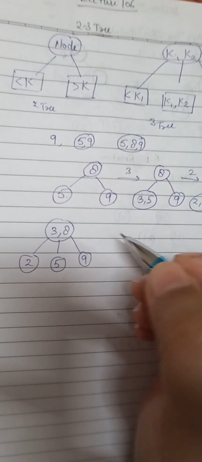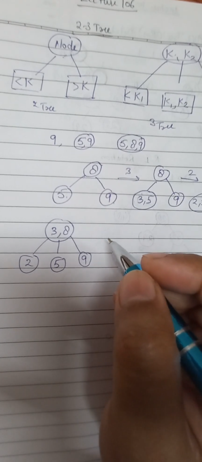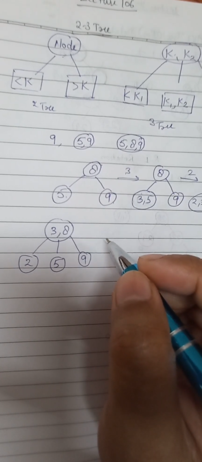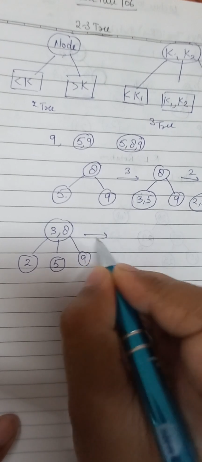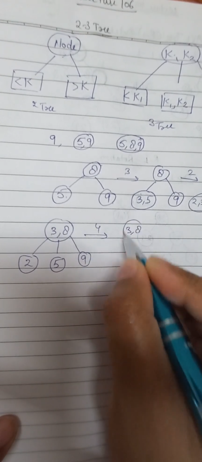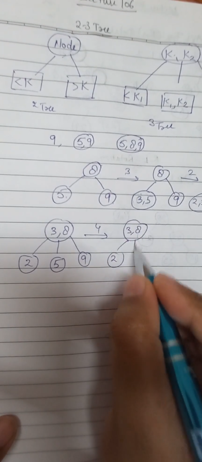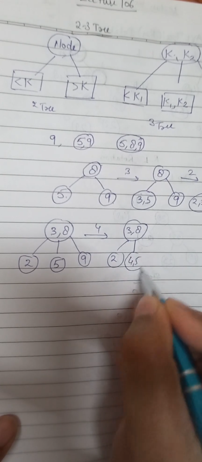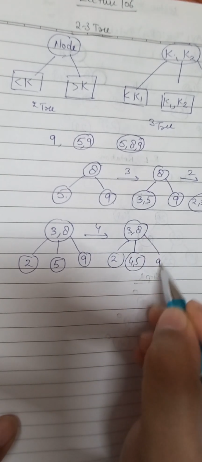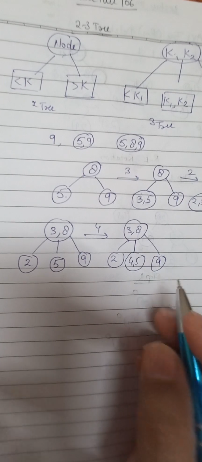Now again, suppose we are adding 4. What we will do is keep it the same, and we will write 2 here, and in between we can write 4, 5, because 4, 5 comes between 3 and 8. So it is okay, no problem.